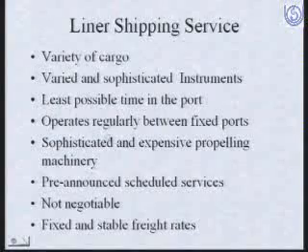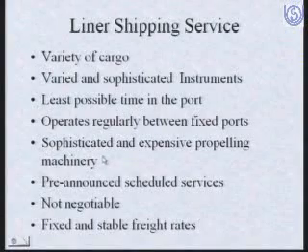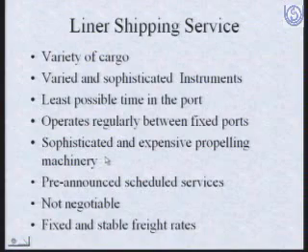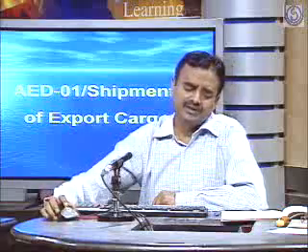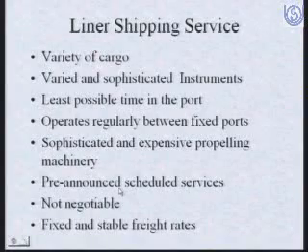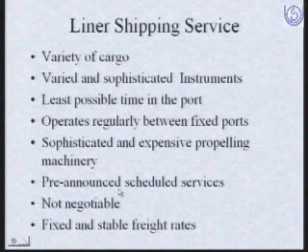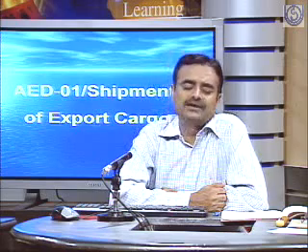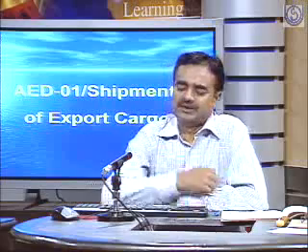Next is sophisticated and expensive propelling machinery. As I said, very sophisticated instruments and products and commodities are transported in liner shipping services, so the liner shipping service is equipped with expensive propelling machinery. Next, pre-announced scheduled services. The services are scheduled and pre-announced, so that the exporters or the persons who are interested in transporting their goods from one place to another know that these are the timings, these are the services available to them.